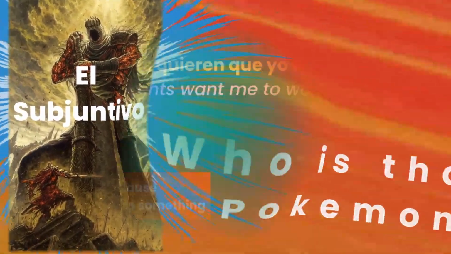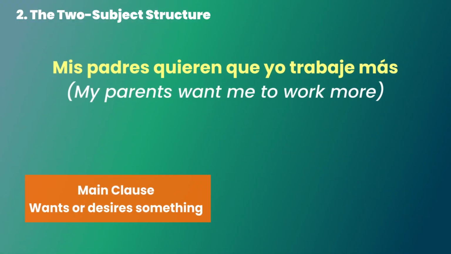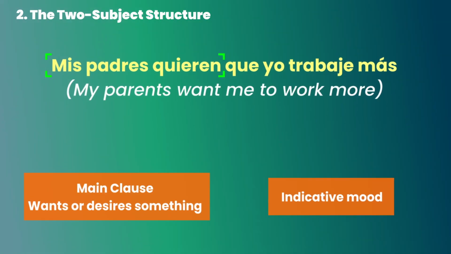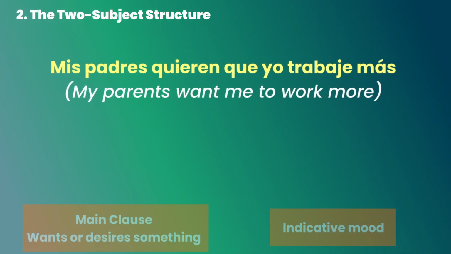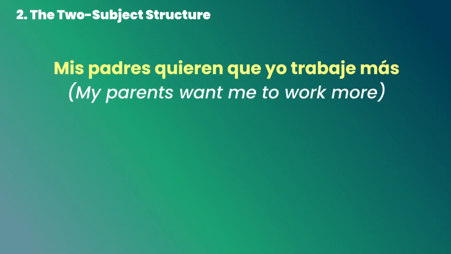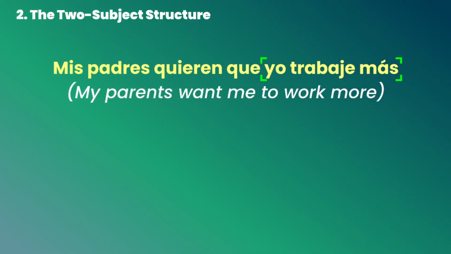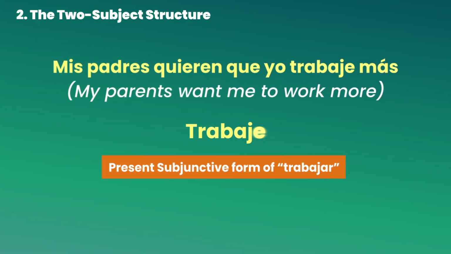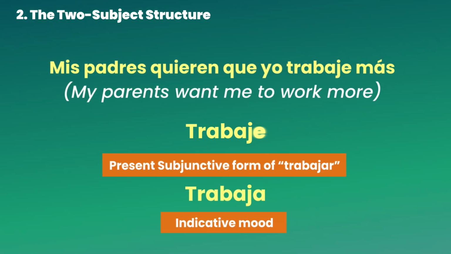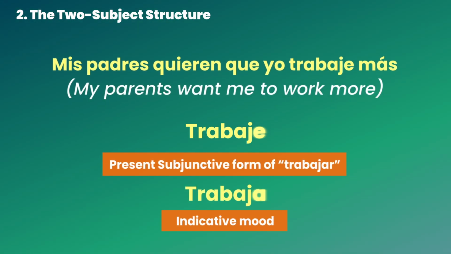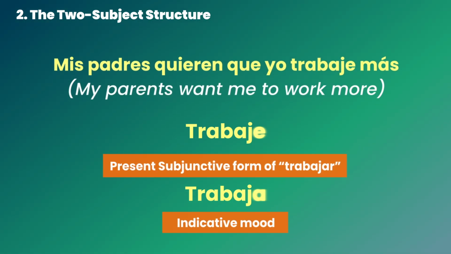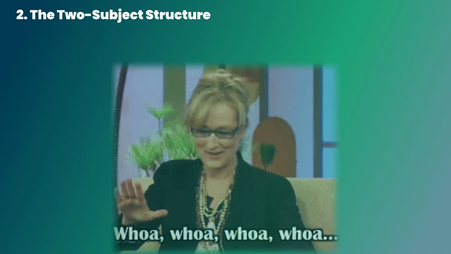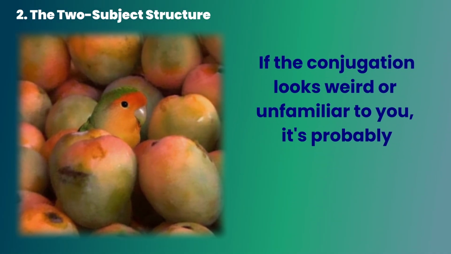Whoever wants or desires something is considered to be the main clause, therefore it requires us to use the indicative mood. Here it's mis padres quieren. Looks good to me. Then we have to look at the subordinate clause and make sure it's using the subjunctive mood. What we have is yo trabaje más. Trabaje with e at the end is the present subjunctive form of the verb trabajar. In the normal indicative mood it will be trabaja with a. The fact that it's trabaje and not trabaja means that the subjunctive conjugation was applied correctly. But don't worry about conjugations yet. For now, just know this. If the conjugation looks weird or unfamiliar to you, it's probably subjunctive.